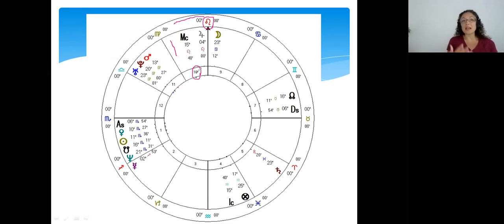Now, if you're thinking, okay, I'm kind of getting what you're talking about, Kelly, I can figure out where Leo is in my chart. The next thing, of course, is to build an understanding of what the 12 houses rule or represent. And I've got a slide at the end of this presentation where I've put in some links.